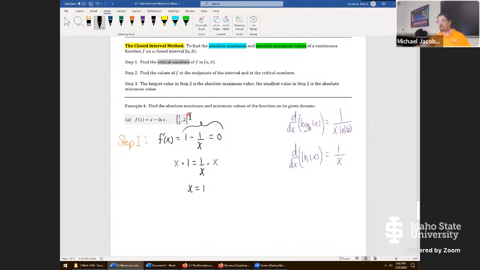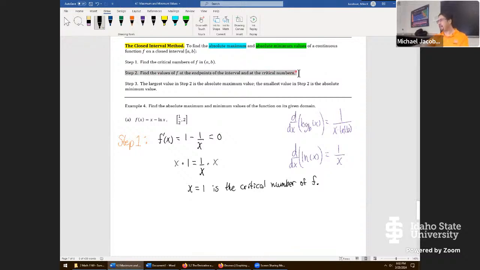1/2 to 2 does include 1. If this was, say, a 3, and we're going from 1/2 to 2, we would have had to say no critical numbers right at this step. But we could say now x equals 1 is the critical number of f. Well, we did it, folks. That's our step 1 in conclusion.